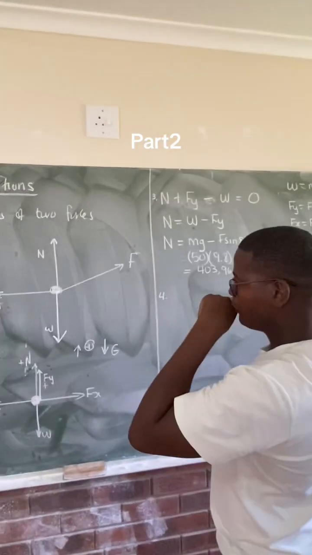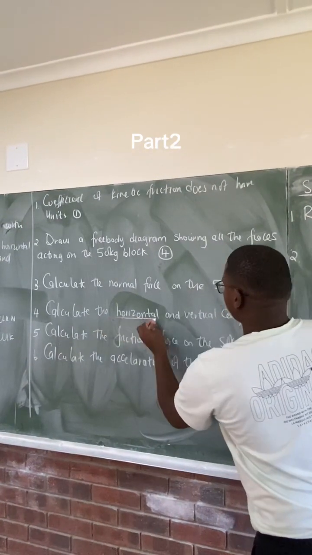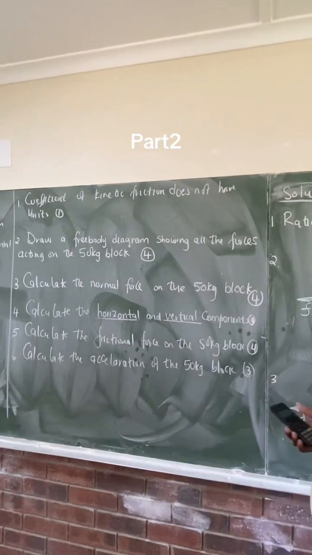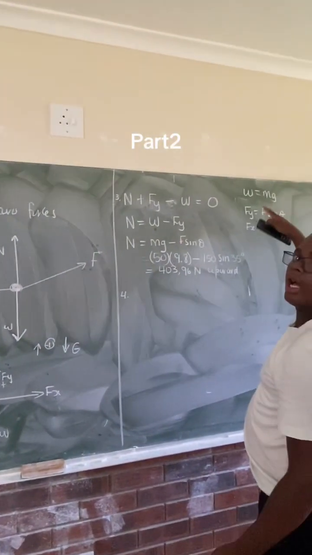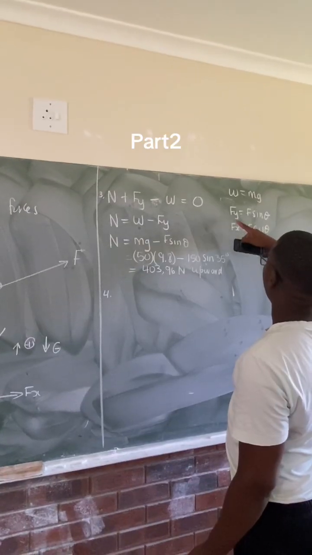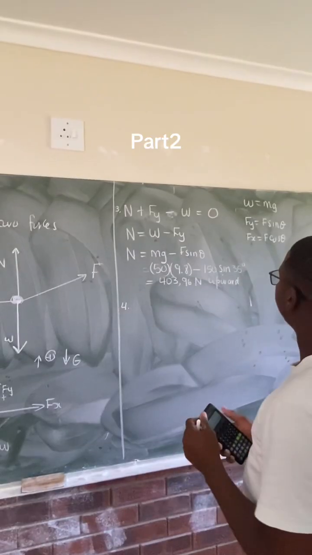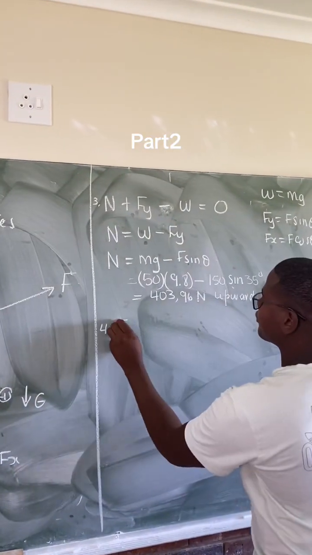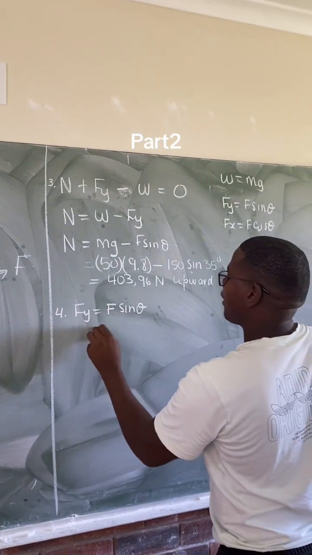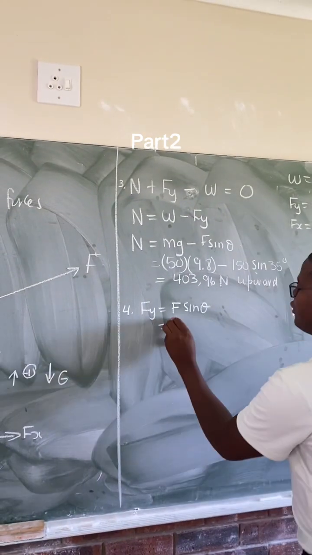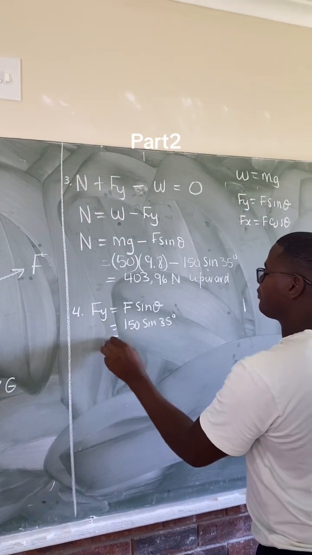Number 4, you are asked to calculate the horizontal and the vertical forces. I gave you the forces, which are Fy and Fx. Apologies for the noise, I'm in my school. So Fy is F sine theta. My F is 150, and the angle is 35 degrees.